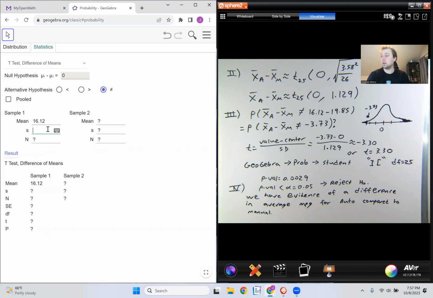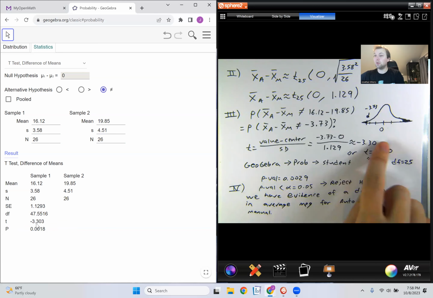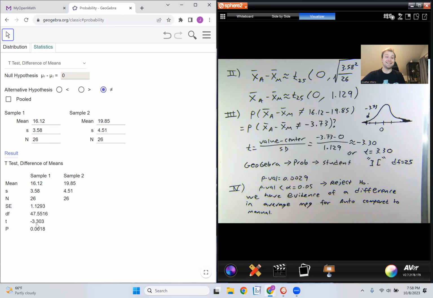16.12, 3.58, and 26. That was my information for auto. For the manual, it was 19.85, a standard deviation of 4.51, and a sample size of 26. Now, when I do this, I get a t-score of -3.303. Notice my t-scores are exactly the same.